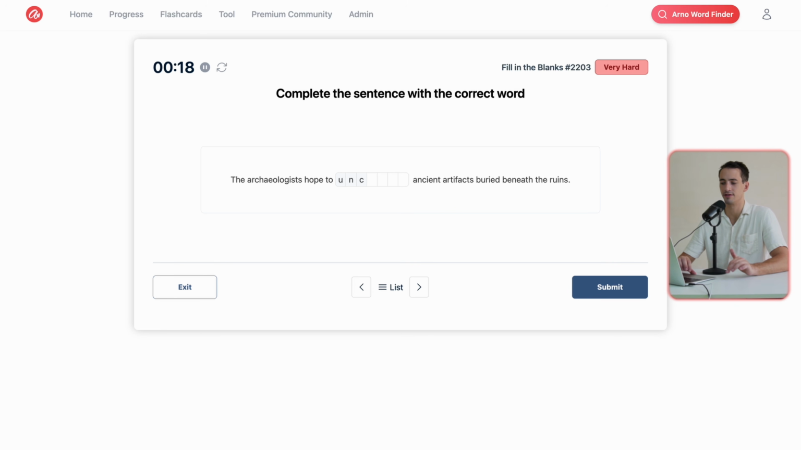The archaeologists hope to UNC blank blank blank blank ancient artifacts buried beneath the ruins. The correct answer here would be uncover. Uncover.